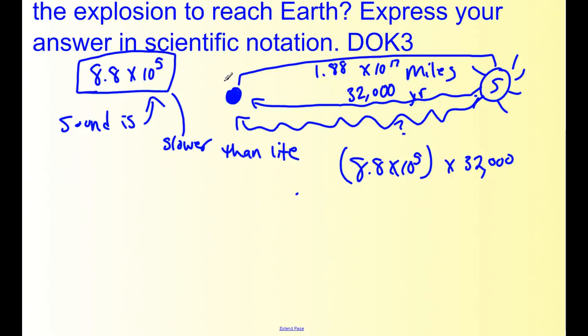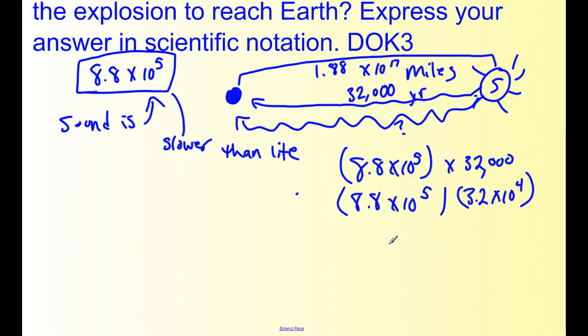And it says you want your answer in scientific notation. You know what I'm going to do? I'm going to go ahead and change this 32,000 into scientific notation. That way I can use the properties we learned earlier. So I'm going to take this. That's 3.2 times 10 to the 1, 2, 3, 4th power. And this is just 8.8 times 10 to the 5th power.